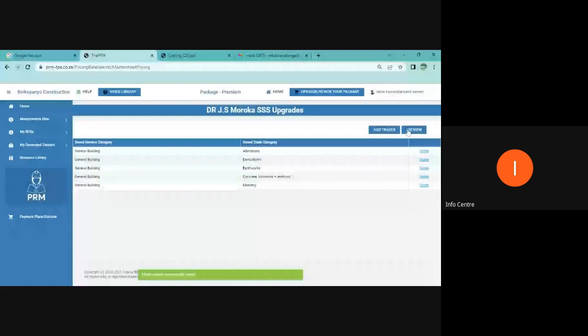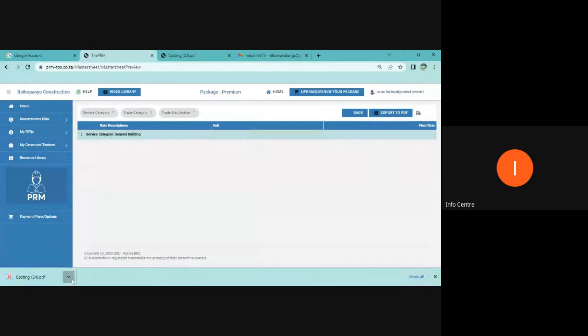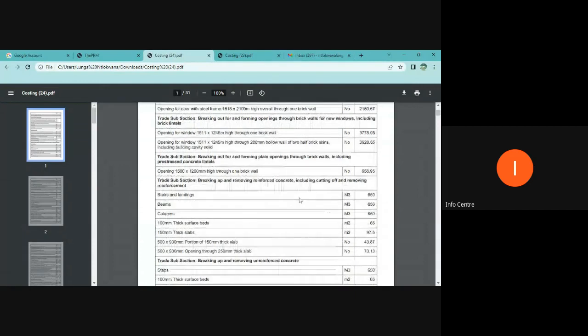So I can simply go to preview. Then I go to export. Then from there, you can clearly see that now instead of 14 sheets, I've got 31 sheets because more and more trades are added on the system. And obviously, I can print this and start pricing my individual BOQ.